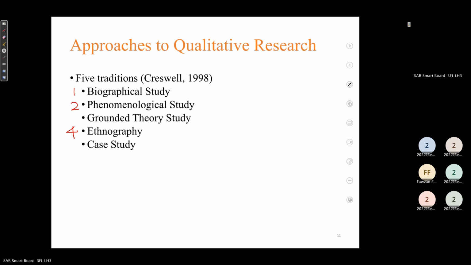So who built them? A great researcher as well as an author who is known as Creswell. Creswell is a very popular person. So Creswell has come up with these 5 research methods. So what are the 5 traditions? We now go through one by one. The first one is biographical study.